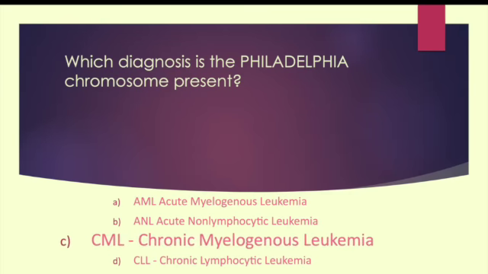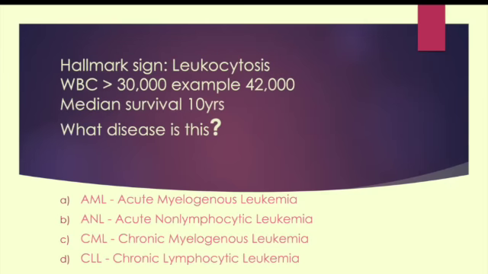Chronic myelogenous leukemia. So CML is the Philadelphia chromosome. Philadelphia and CML. The hallmark sign is leukocytosis, where the white blood cells are greater than 30,000. I've seen greater than 40,000, like 42,000. And the median survival is 10 years.